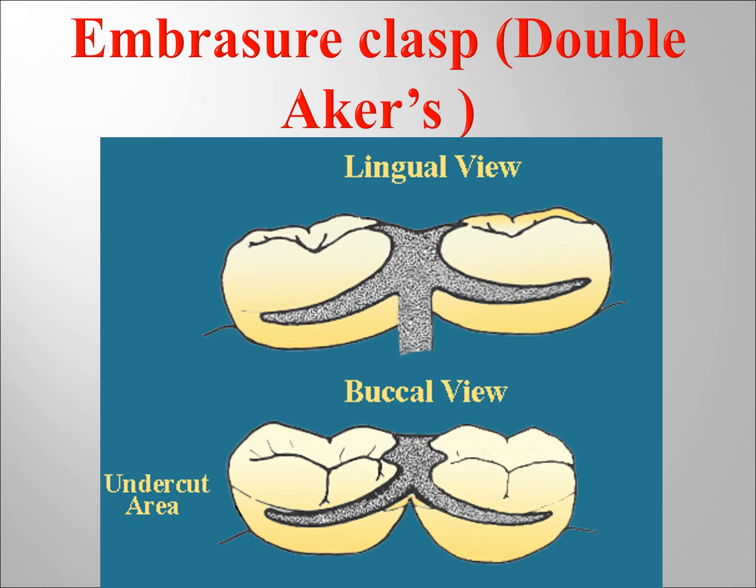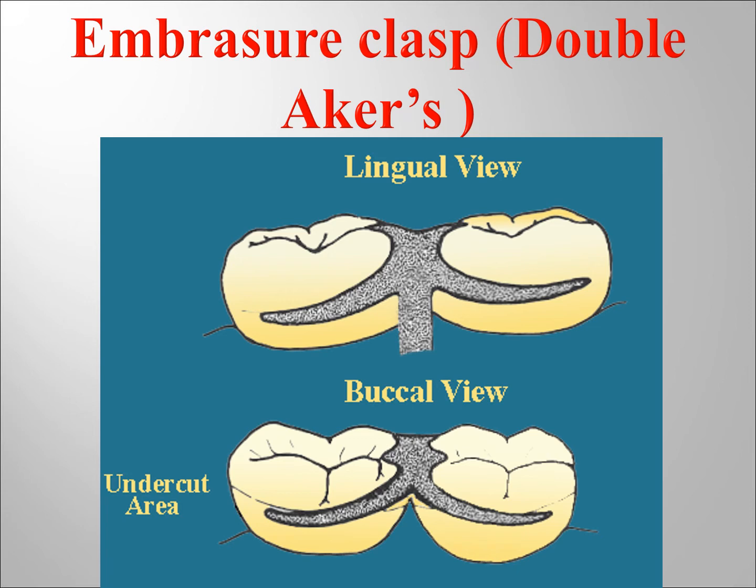Now, frequently the other side, if it is for example simple class 3, or there are no missing teeth on the other side, then you will have to use clasps on the other side where there are teeth. So you use an embrasure clasp or double Aker's clasp. This has two rests, two occlusal rests on two adjacent teeth, and it has two retentive arms and reciprocal arms on both sides of the teeth.